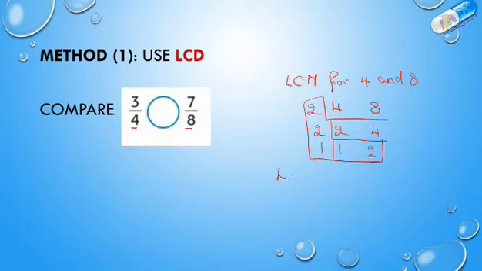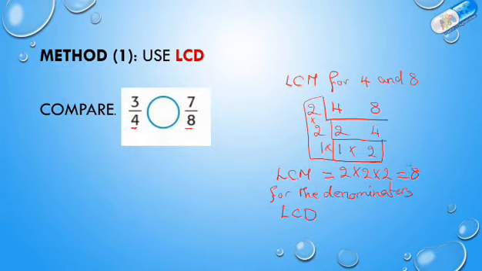And the LCM for 4 and 8 is: I multiply 2 times 2 times 2 times 1. So it's 2 times 2 times 2, which is 8. This is the LCM for the denominators 4 and 8. So we can call it LCD. Now we got the 8. We will rewrite both fractions with a common denominator 8.